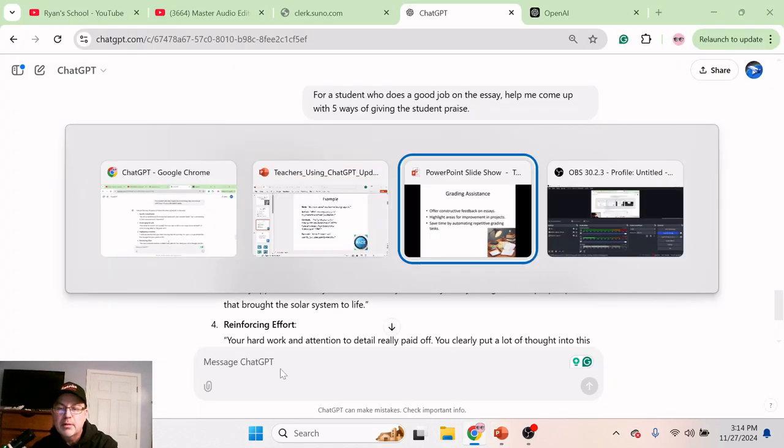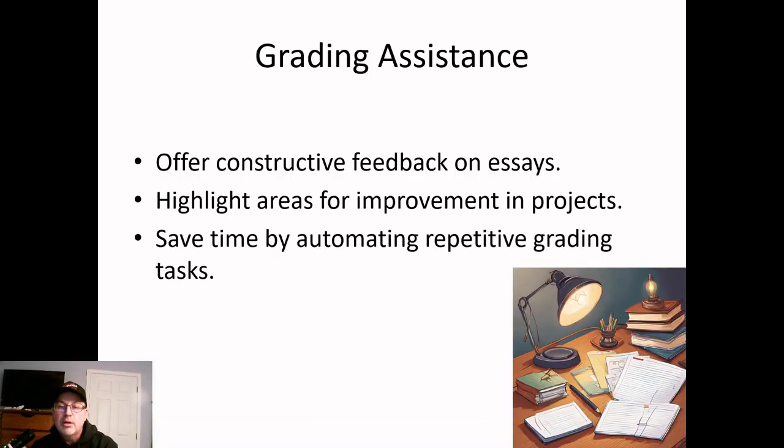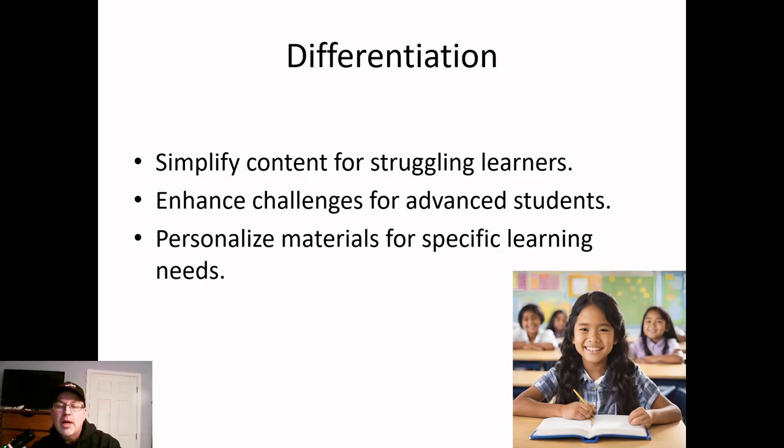Let me get back there. Okay, so again, offering grading assistance, highlighting areas for the improvement. Okay, the next one is differentiation. How can you differentiate? Because sometimes you have students in your class who are strong learners and others who need a little bit more help, right? Maybe their reading levels are a little bit different. So it says simplify content for struggling learners, enhance challenges for advanced students, and personalize materials for specific learning needs.